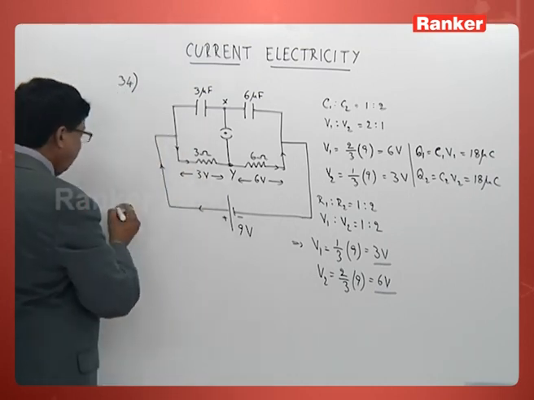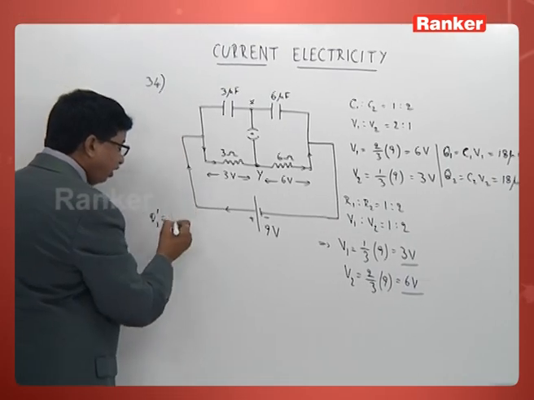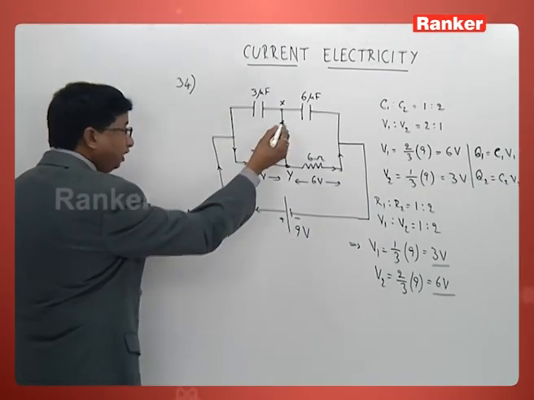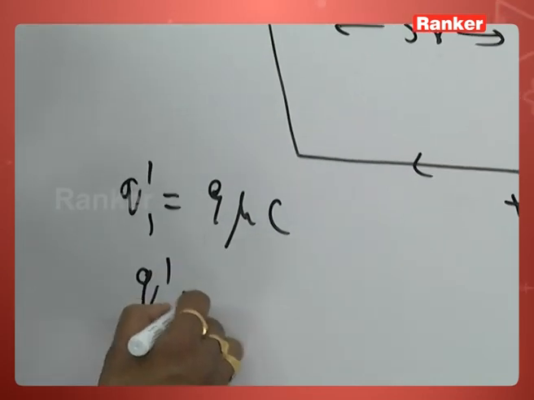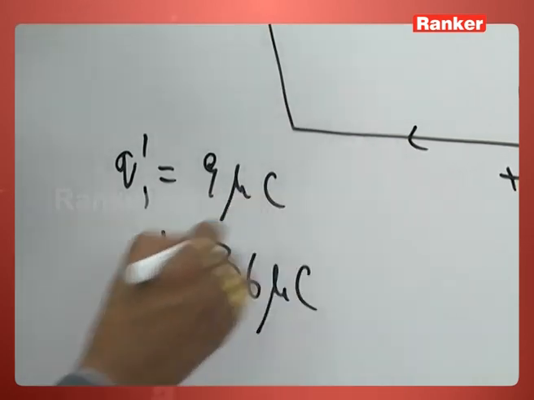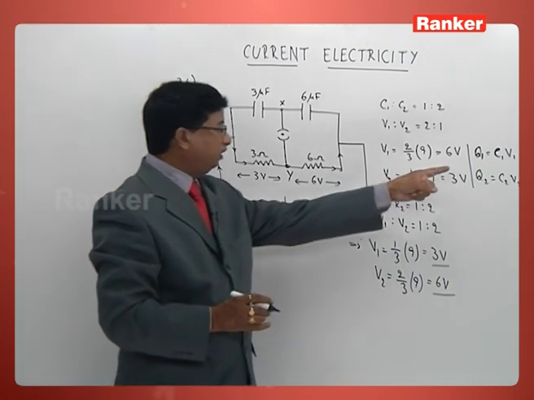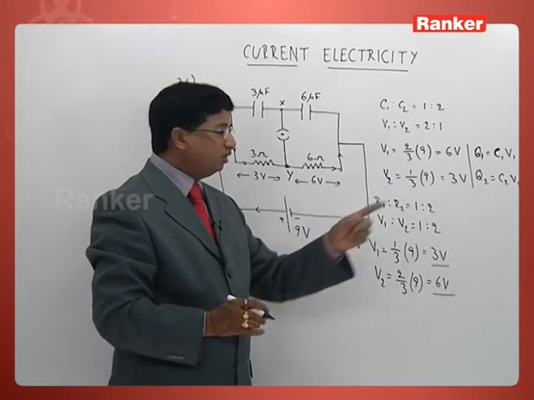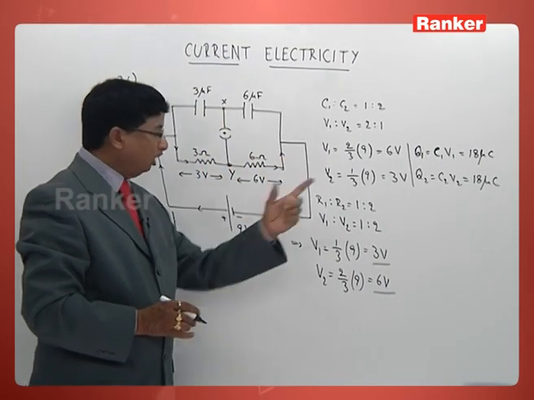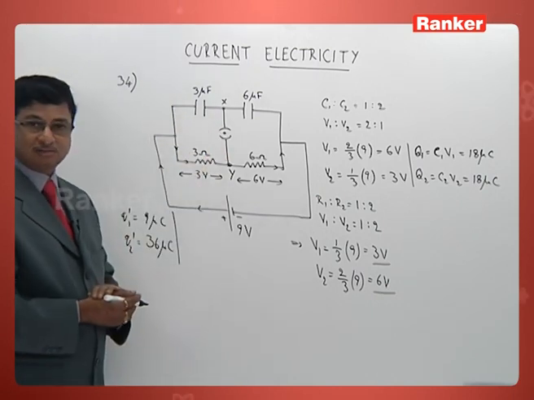So what will now be the charge Q1 dash on the first? It is 3 into 3, that will be 9 microcoulomb. And what would be the charge on the second one now? Q2 dash. It is 6 into 6, 36 microcoulomb. Now just observe and compare these two values with the earlier values. How much it was supposed to be earlier when it was open? 18 and 18. Now it has become 9 here and 36 there.